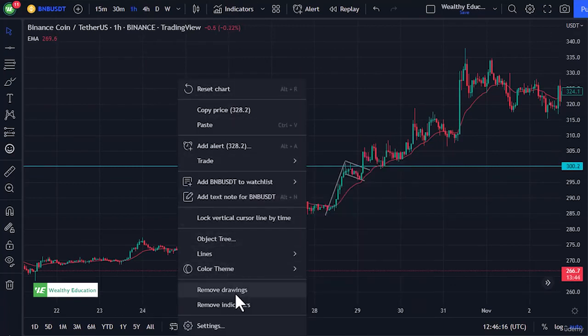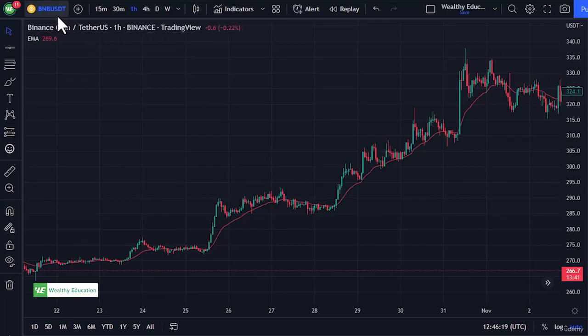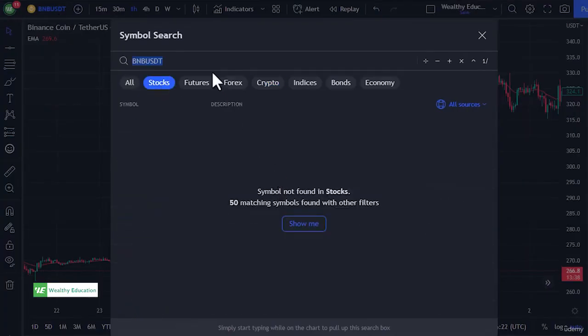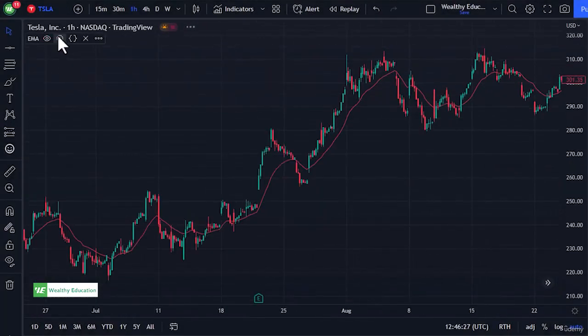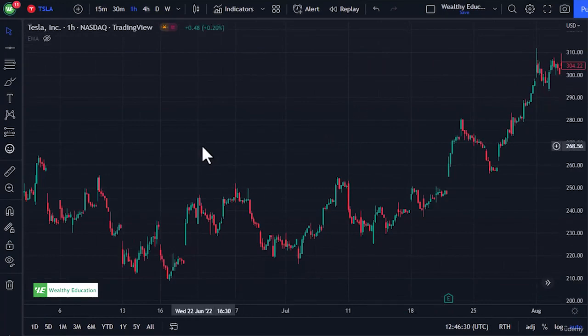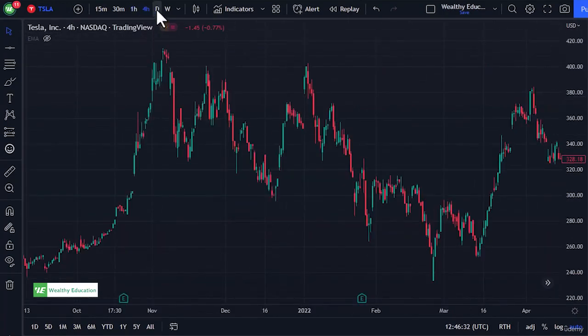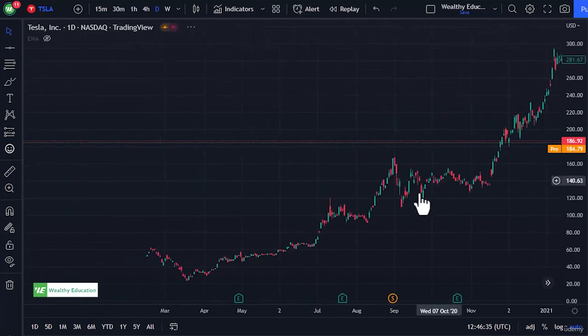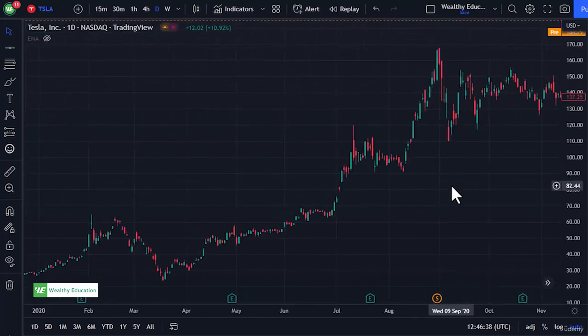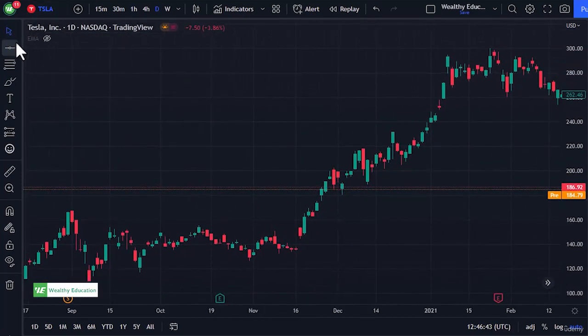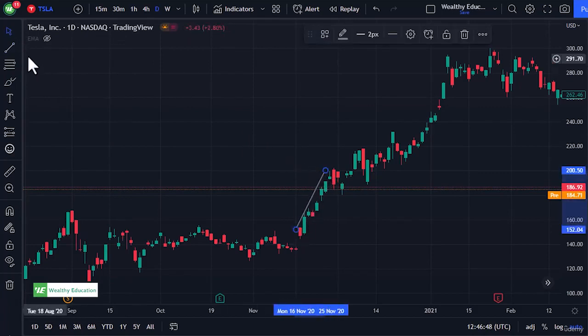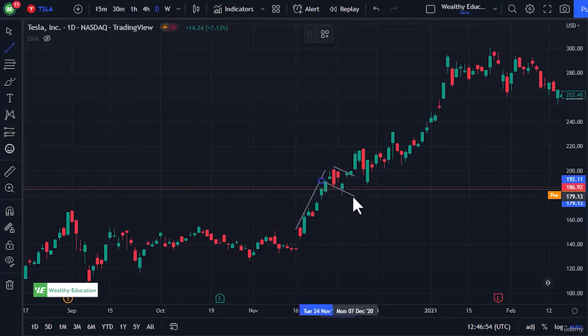With that being said, let's go ahead and take a look at a stock, and we'll do Tesla at this point. Go ahead and hide the moving average for the moment. We had a little bit of a bullish flag, and in stocks, it's going to be a little noisier because they gap at the open a lot of times, but you can see there's a bullish flag there.